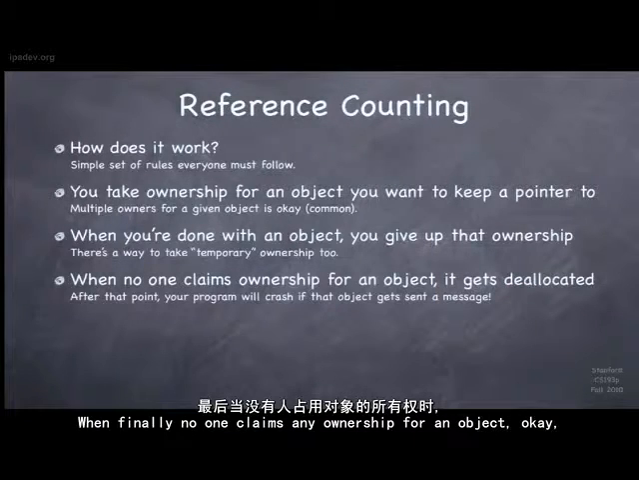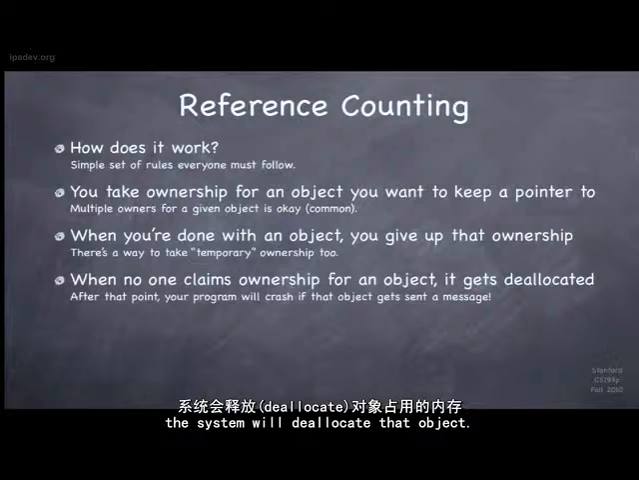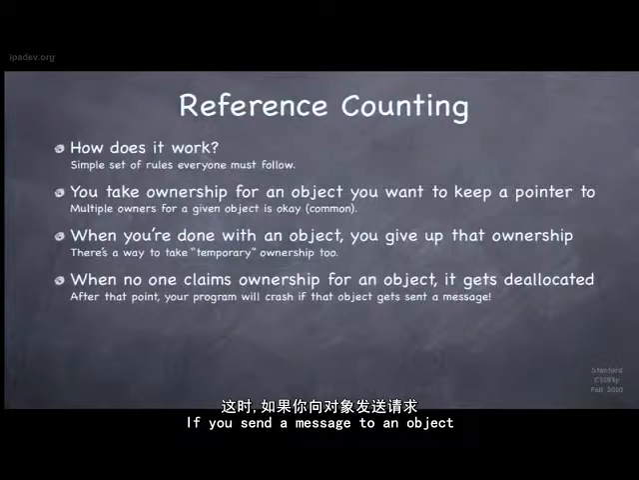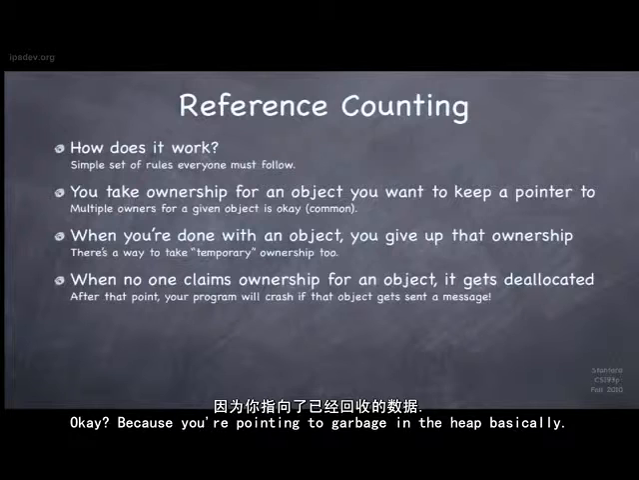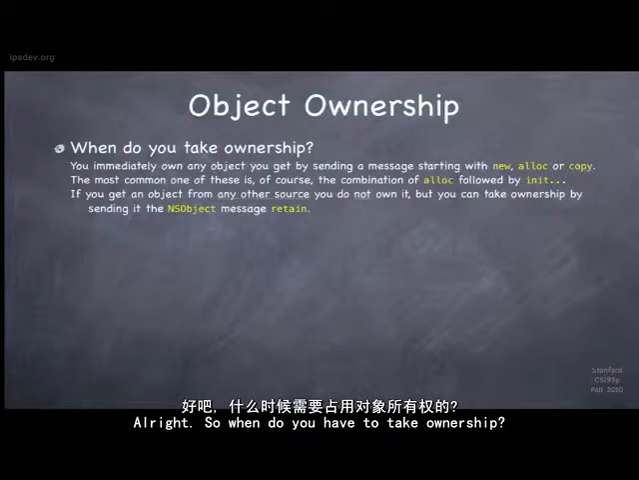When finally no one claims any ownership for an object, okay, everyone said, I don't want to own it anymore, the system will deallocate that object. Okay, its memory will be reused in the heap. If you send a message to an object at that point, it'll crash, okay, because you're pointing to garbage in the heap, basically. All right, so when do you have to take ownership?